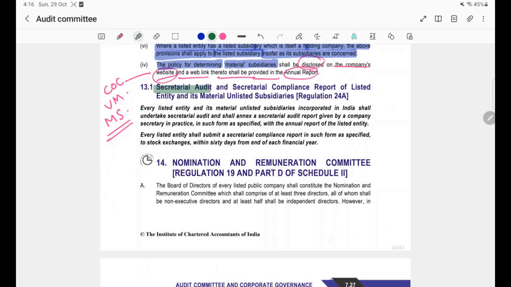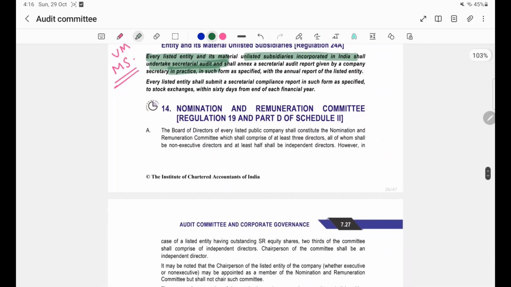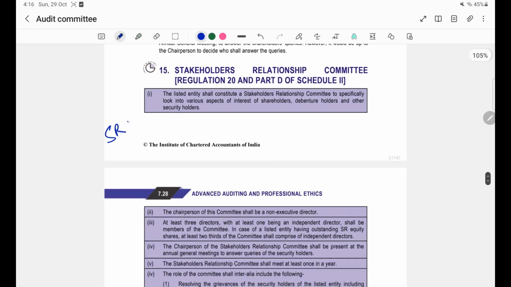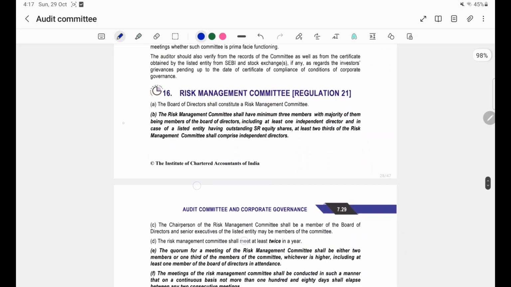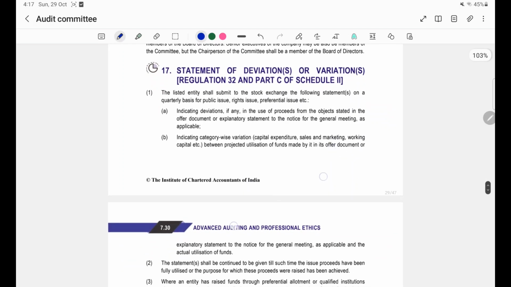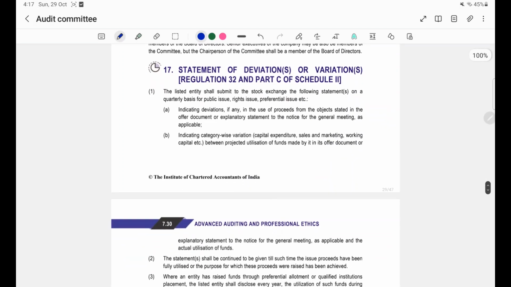Now there is secretarial audit and secretarial compliance report. This you will go through. Then there is NRC, SRC and RMC. This, similarly to what we have studied in paper 4 law, you can read it on your own and learn the limits. There is charts also given.